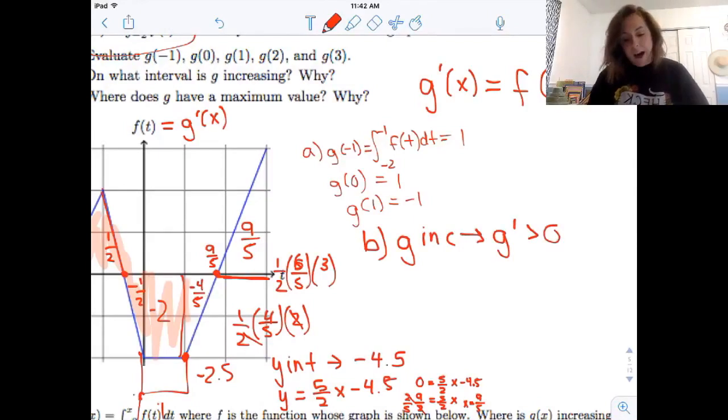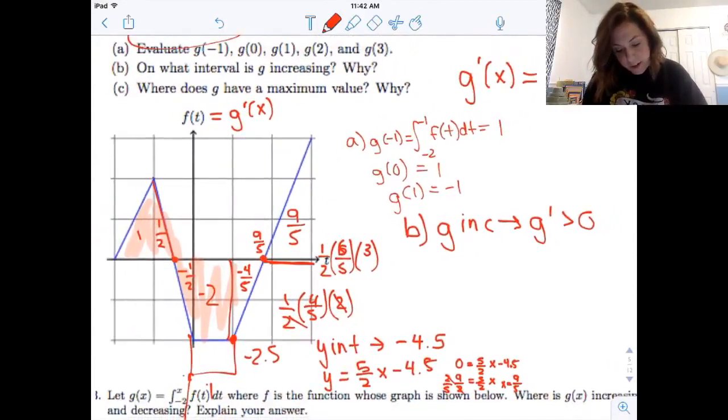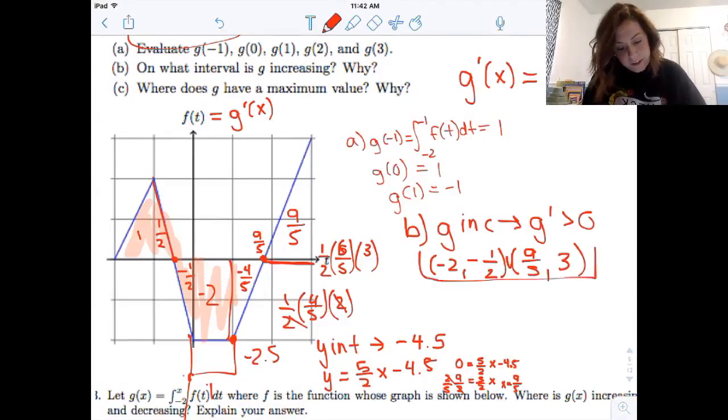So I know that this is my graph of g prime. Where is that greater than 0? It's greater than 0 from -2 to -1/2, and then again from 9/5 to 3. So that's my interval where this is increasing.